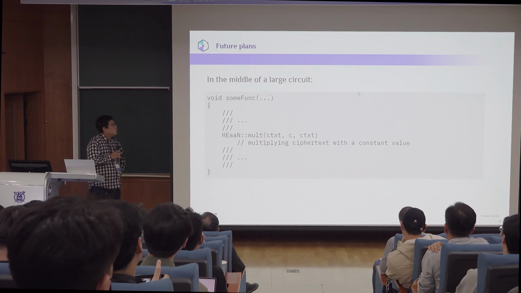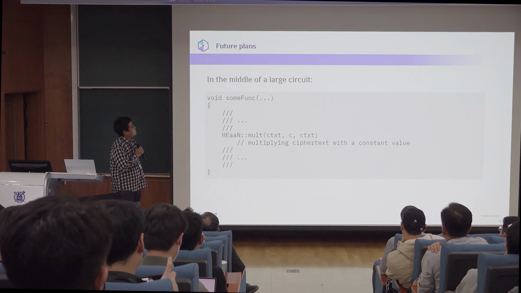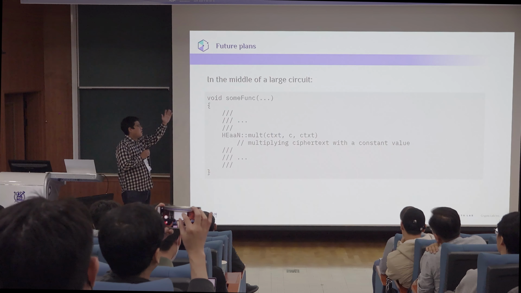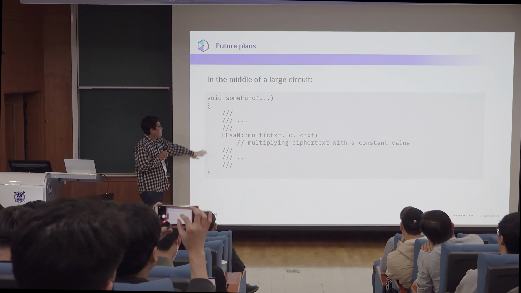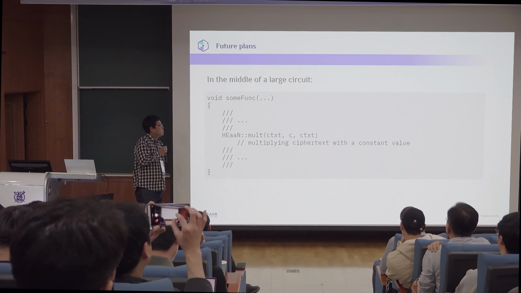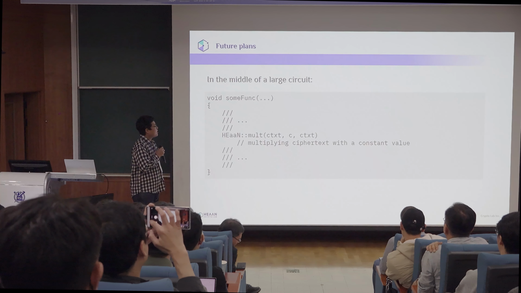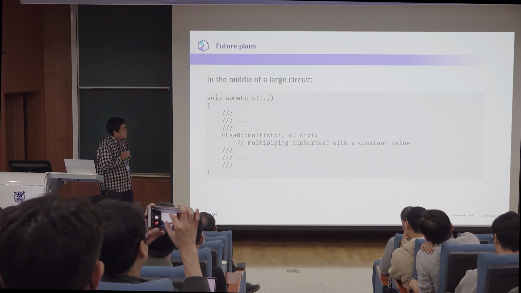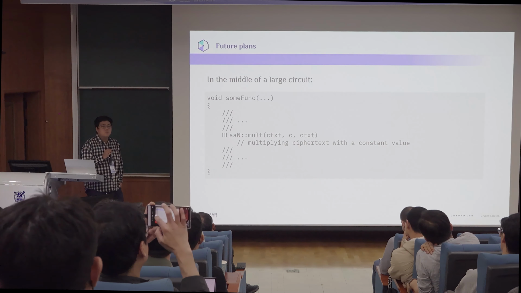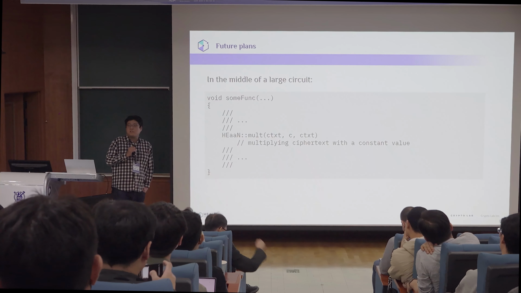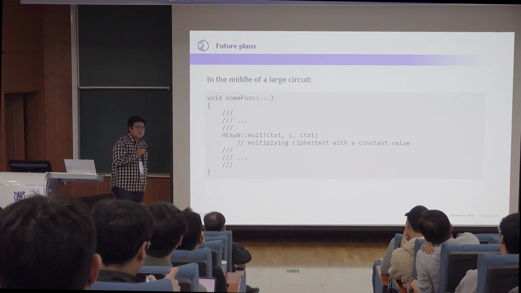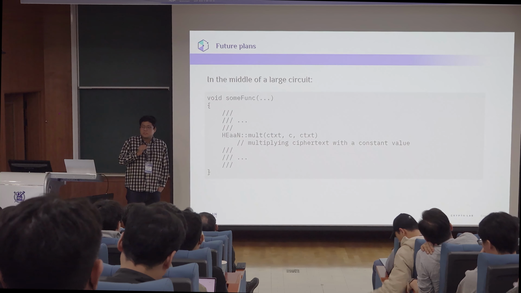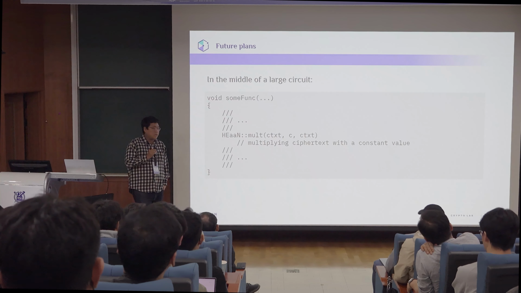Yeah, and I'm going to tell you one of our future plans. For example, let's assume we have a large circuit. In the middle of it is a multiplication function, a multiplication of a ciphertext and a constant. In this case, as a developer of HEaaN.Math, we need to check the level of the ciphertext very carefully, because in the CKKS scheme, we need to do bootstrapping before we run out of the levels of the ciphertext, so that we can do further multiplications.